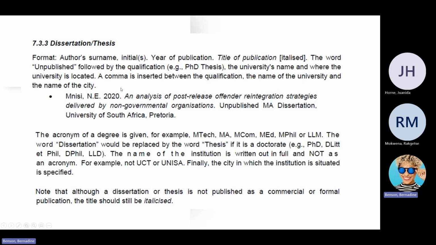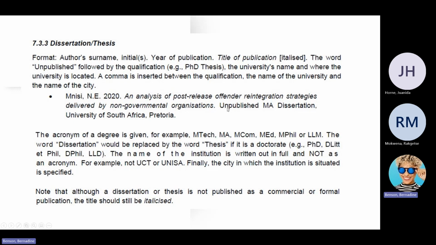So you would have the author's surname and initial, full stop, then there will be a space. Then you will have the date, full stop, and space. And then you will have the title in italics. Now, remember we said the dissertation or thesis is not published as a commercial or formal publication, but the title should still be in italics according to our guidelines. Then there's a full stop and then a space. It's an unpublished master's dissertation, comma, space, University of South Africa, comma, space, and Pretoria.